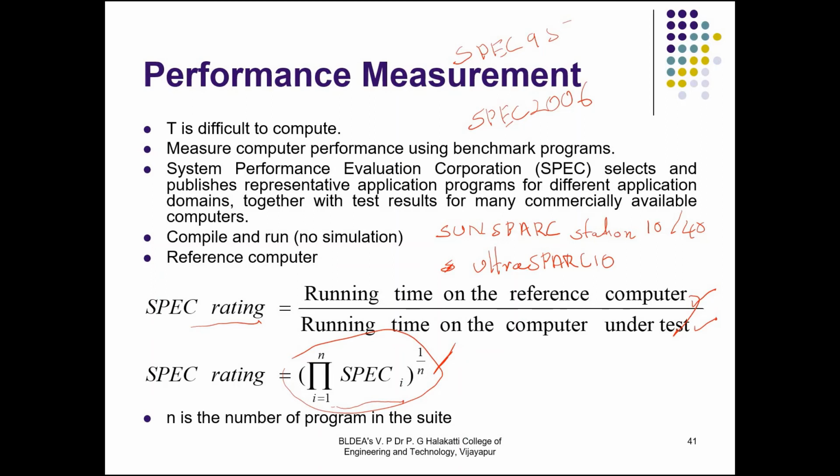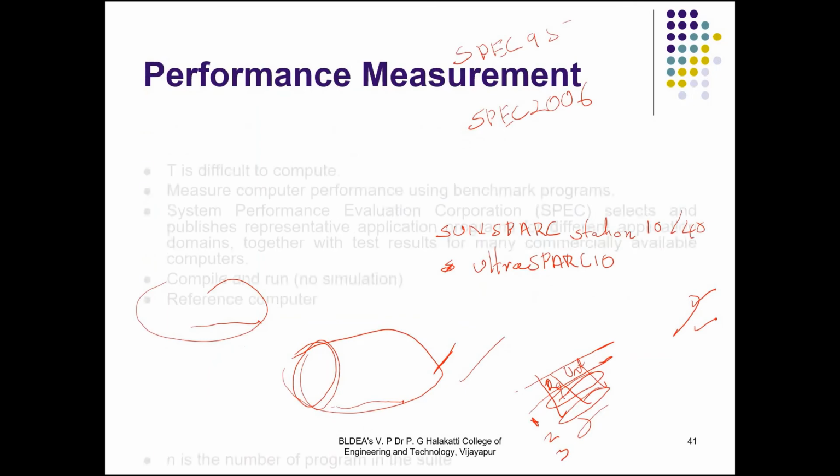Now, in the exam, he may give a table like this, in which he will give program 1, program 2, program 3, this is the time taken on the reference computer, and this is the time taken by the computer under test. Find out the SPEC rating. So what you need to do is calculate the SPEC rating for each of these values, then take the geometric mean using this equation. So this is one of the important questions usually asked in the exam.